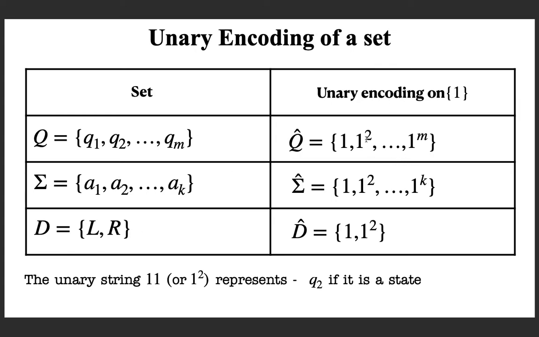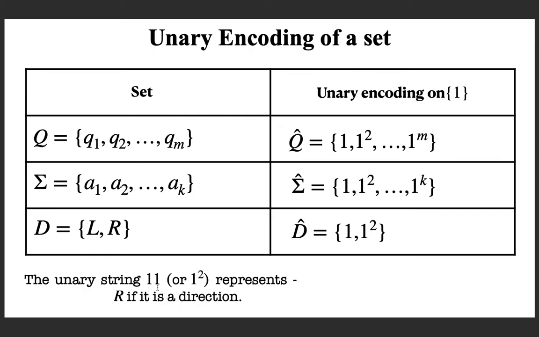So what we did is find a unary representation for the elements of a finite set. As an example, suppose you are given the unary representation 1 1, or 1 squared. If it represents a state, it is the second state, which is Q2. If it represents an alphabet symbol, then it is A2, the second symbol. 1 1 means the second element of that set. And if it represents a direction, it is the second direction, which is right.